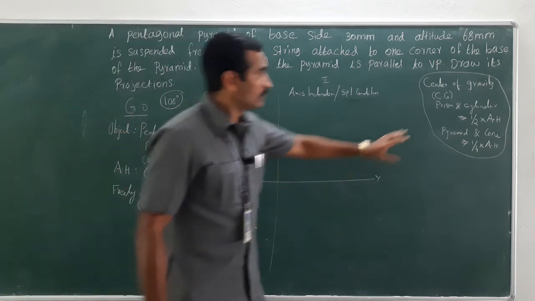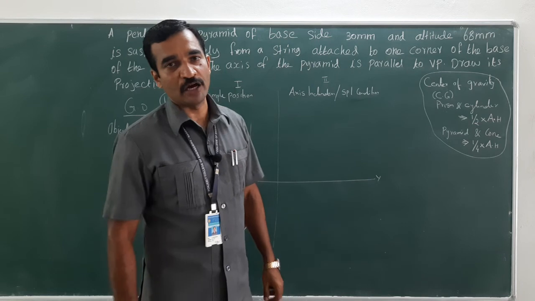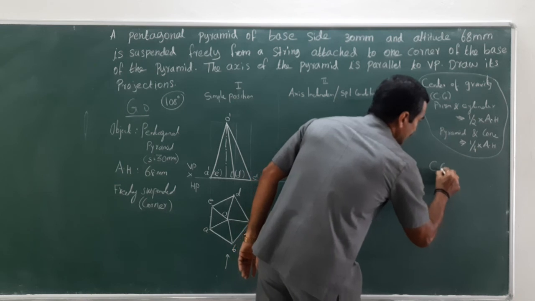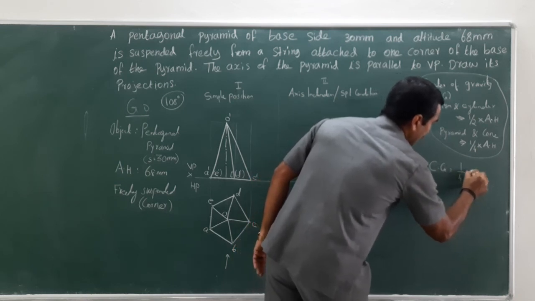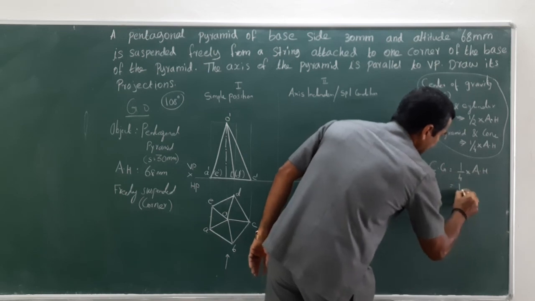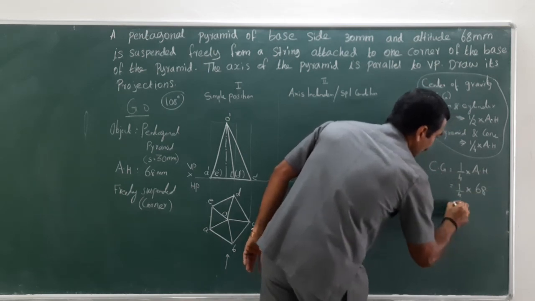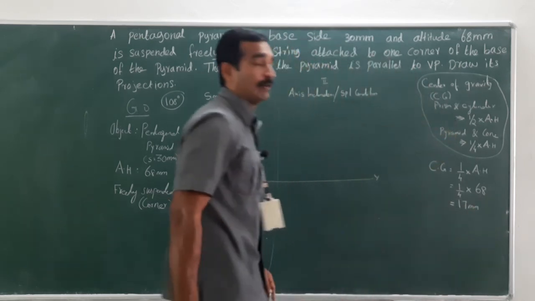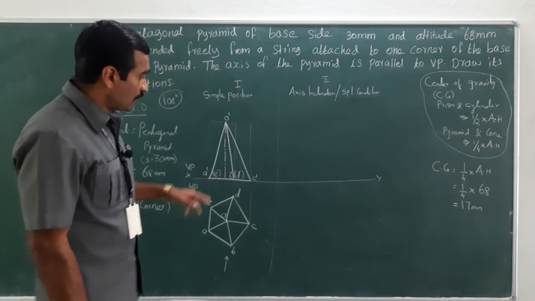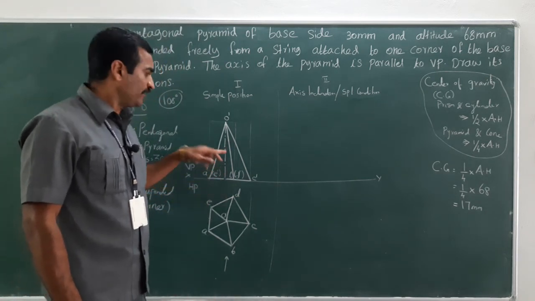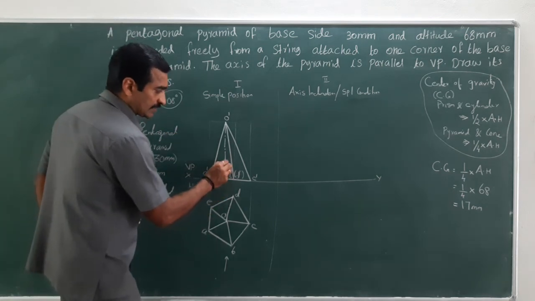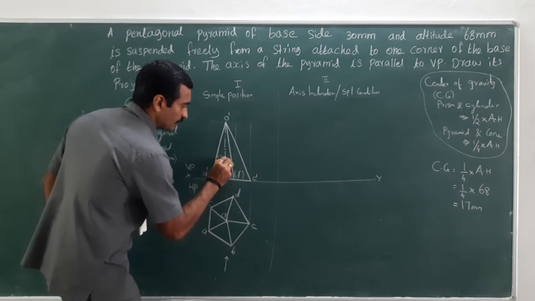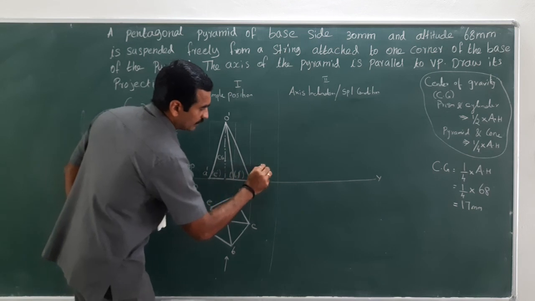For this, I have mentioned the CG formula, that is the center of gravity formula. As far as a pyramid is concerned, CG is equal to 1/4 of the axis height. What about the axis height here? Axis height is 68, so 1/4 of 68 is 17 mm. From the base, take 17 mm on the axis. This is nothing but the CG.